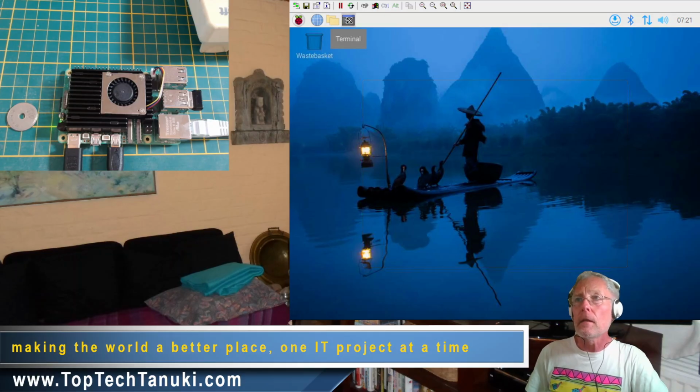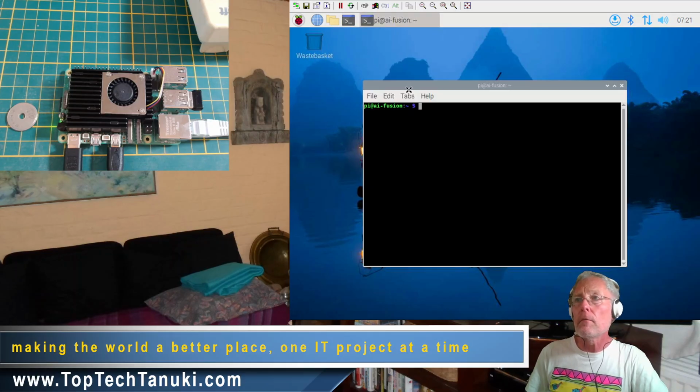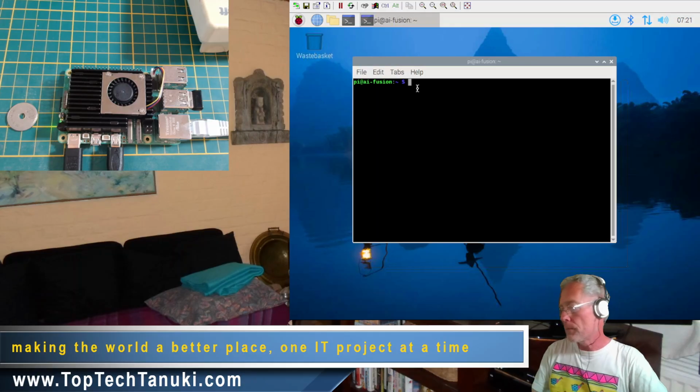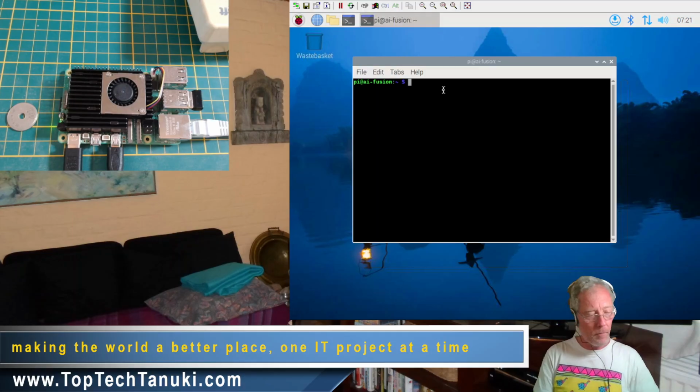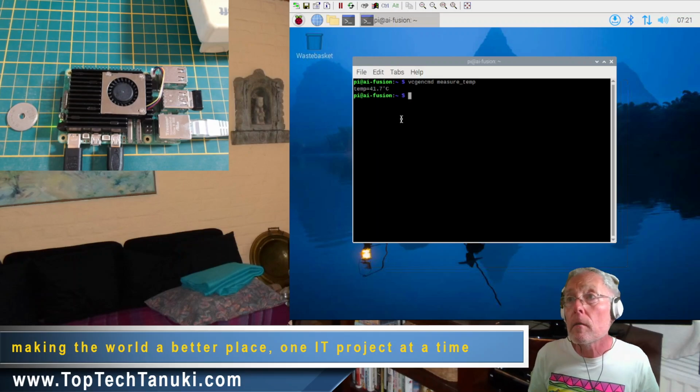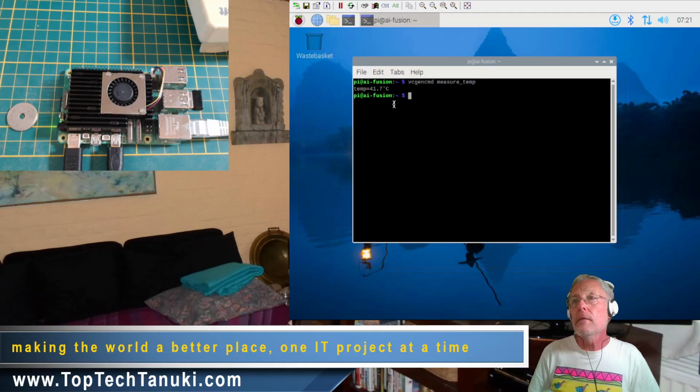And for this I want to have a look at the temperature. So for the temperature here we can type vcgencmd measure_temp. Yes, and we see here 41.7 Celsius. I'll let you do the math for Fahrenheit if you prefer.